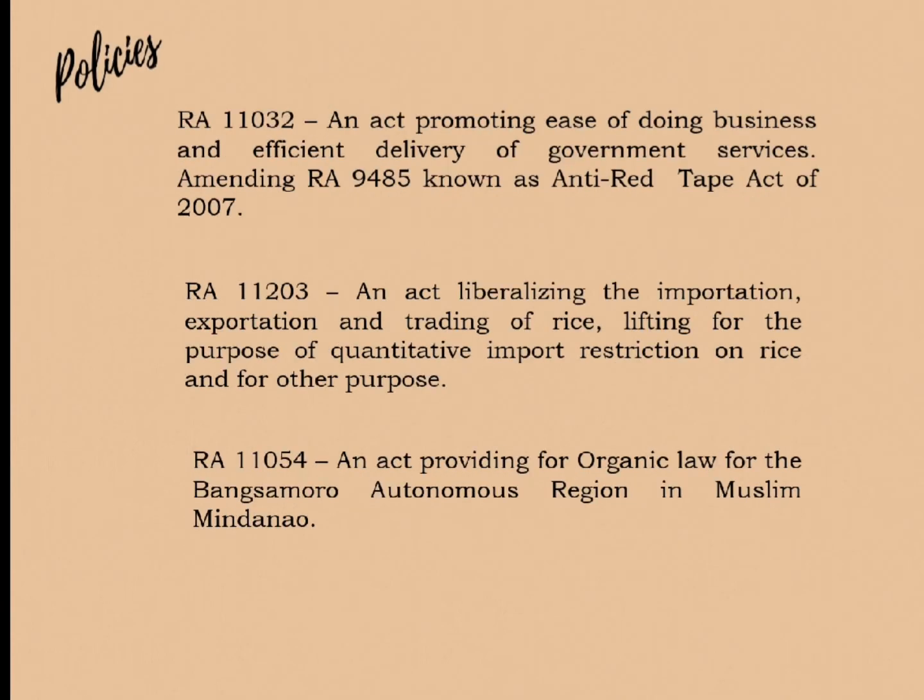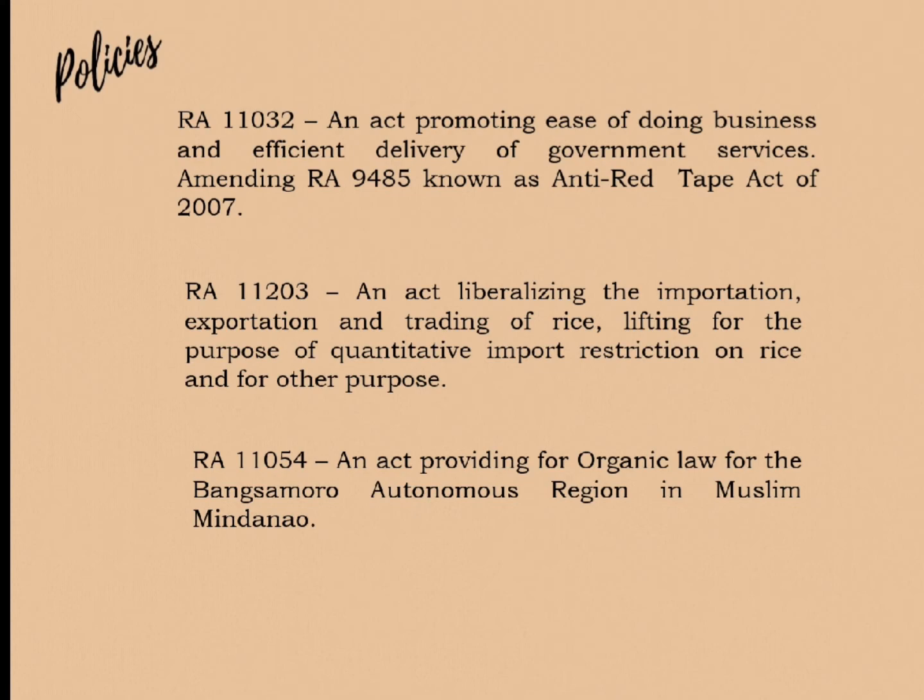Then RA 11032, an act promoting ease of doing business and efficient delivery of government services, amending RA 9485 known as Anti-Red Tape Act of 2007. The ease of doing business provides for the timely delivery of public goods and services and reduce red tape. Government agencies should render their services at prescribed processing time, like simple transactions should be 3 days, complex 7 days, and highly technical 20 days.